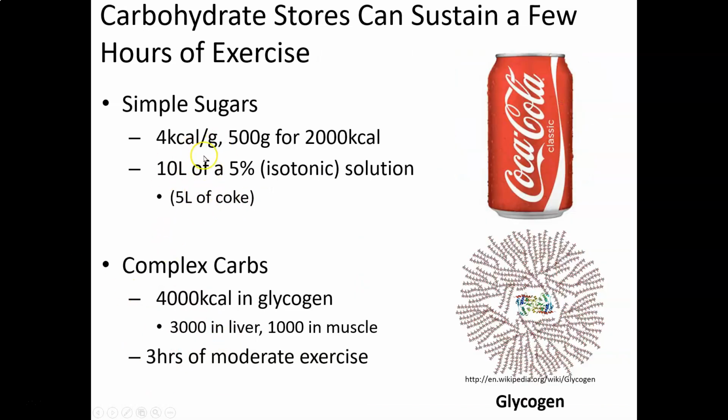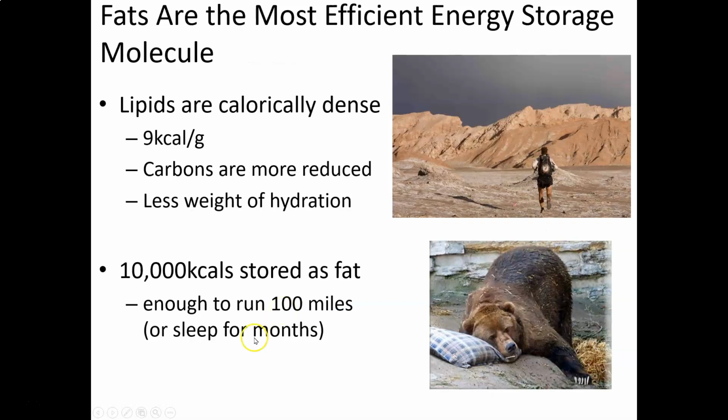The simple sugars, right, that we talked about for anaerobic glycolysis, and that would be our blood sugar. Our complex carbohydrates stored as glycogen, right? About 4,000 grams in terms of that. So you probably have a couple hours of moderate exercise. And then lipids are your most calorically dense energy storage.